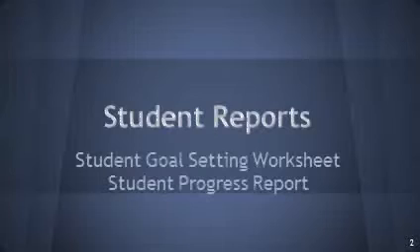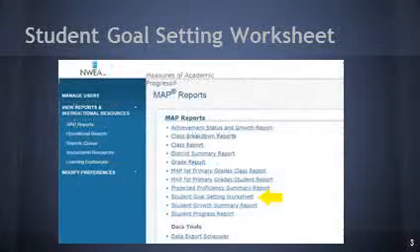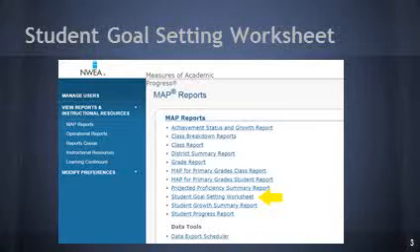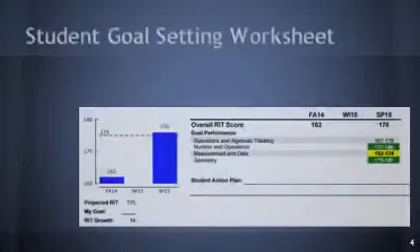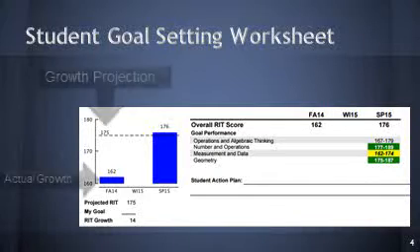In this section, we are going to begin talking about student reports. We'll look at the student goal setting worksheet and the student progress report. You'll see under MAP reports, you then click on student goal setting worksheet. You will find the student goal setting worksheet examples on page 16 of your reports book.